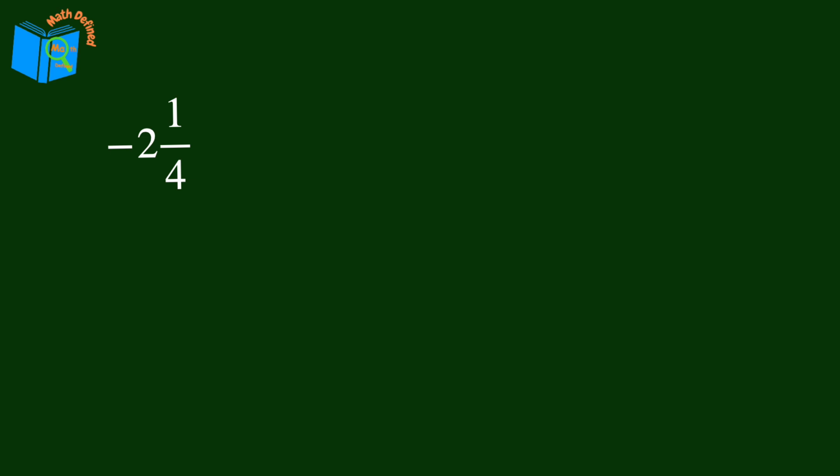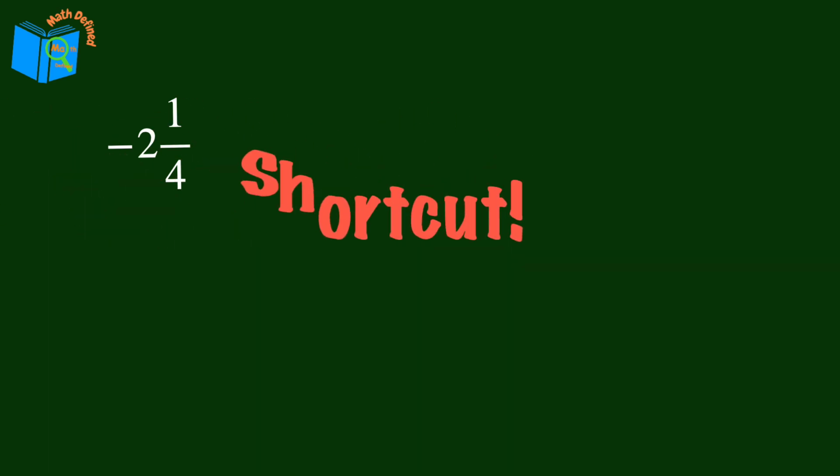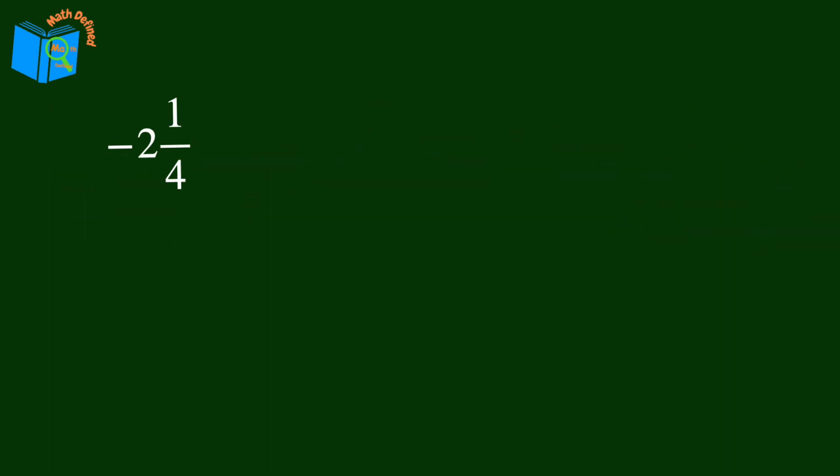Now, before we wrap up, I've got a bonus shortcut for you. When converting certain fractions to decimals, you can use equivalent fractions with denominators that are powers of 10. Let's apply this to our earlier example, negative 2 and 1/4, and see how it works. First, I'll just bring over this integer, negative 2. Now, let's break down the fraction part, 1/4.